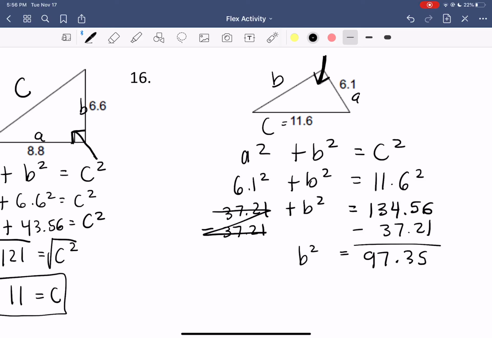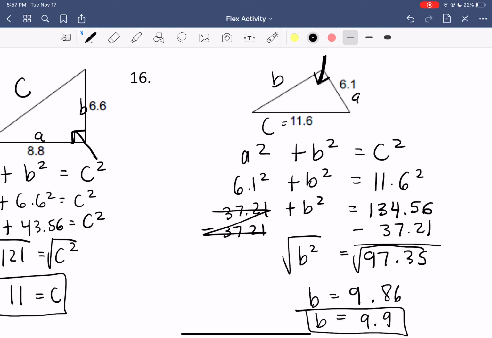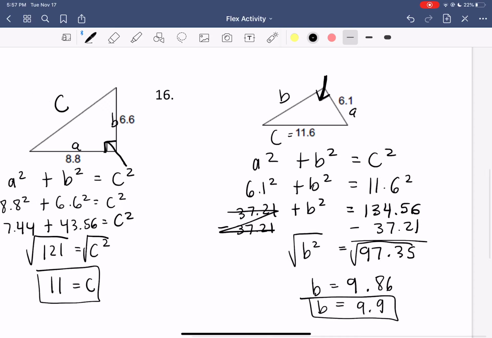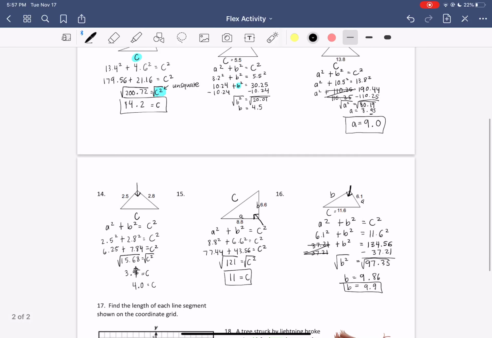97.35. And then we're going to take the square root of both sides. On the left, we'll be left with b, and on the right, we will get 9.86, which would round to 9.9 to the nearest tenth. All right, so there's those Pythagorean questions.